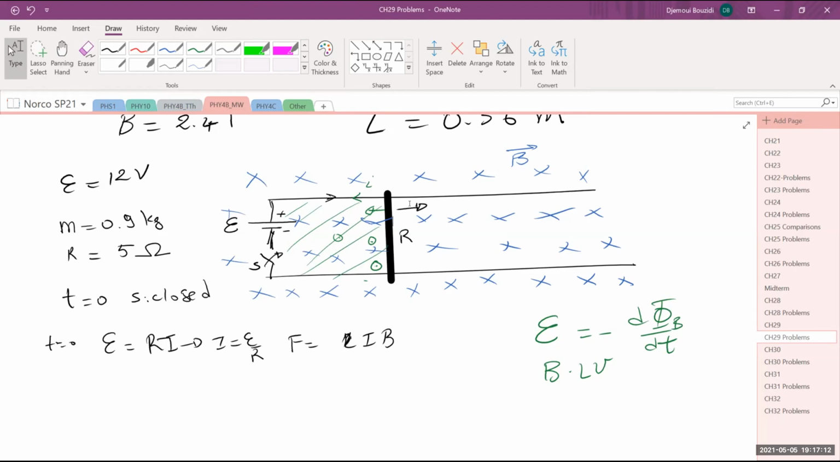So we're going to plot this function, and we're going to see how v changes with time. So basically, that is what this problem is. Okay.